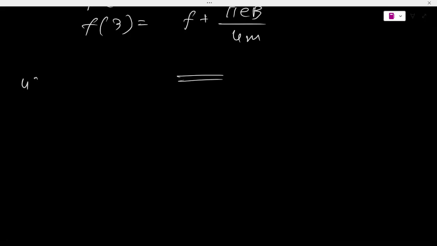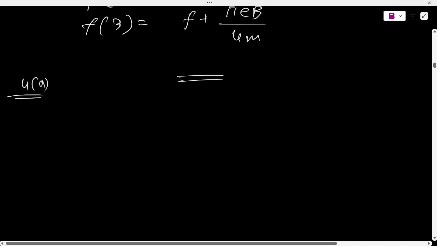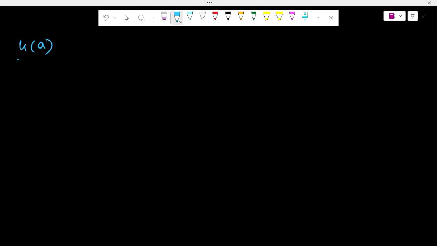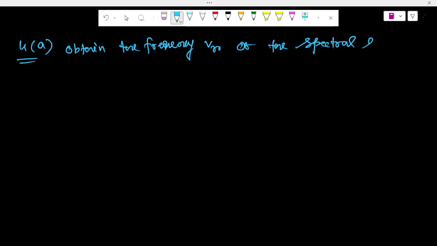Now the question number is 4, which has branches. So 4a, what is the question? Obtain the frequency nu of the spectral line of rotation.